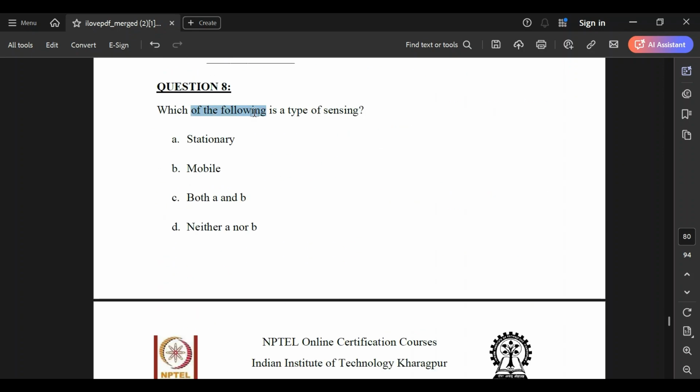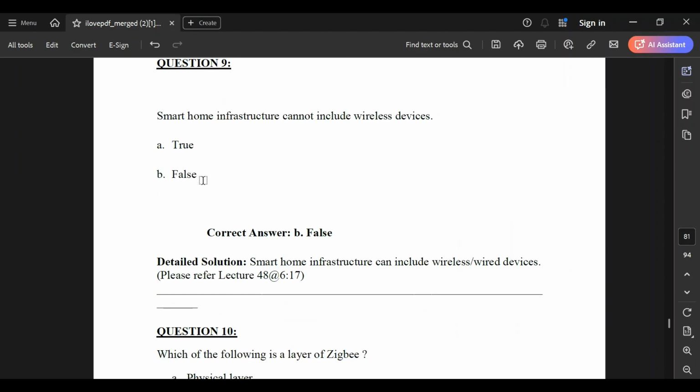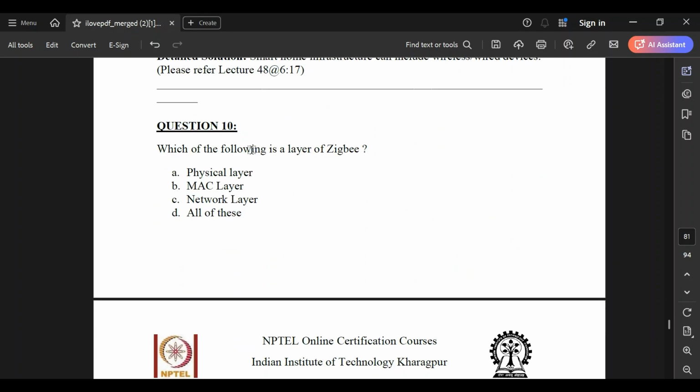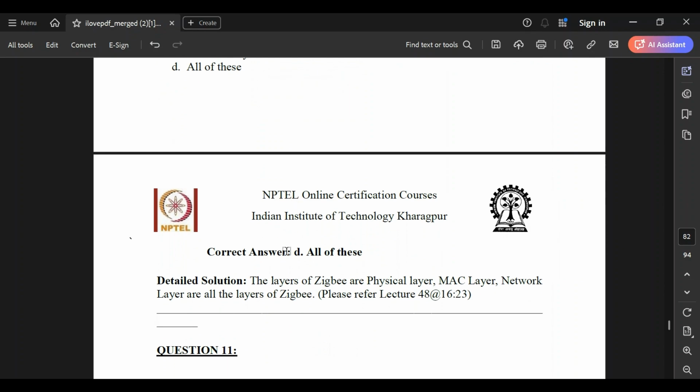Which of the following is a type of sensing? Stationary and mobile, both A and B are there. Smart home infrastructure cannot include wireless devices. This is false. Which of the following is a layer of Zigbee? All of these are there. Physical layer, MAC layer, network layer, and all the layers are Zigbee.